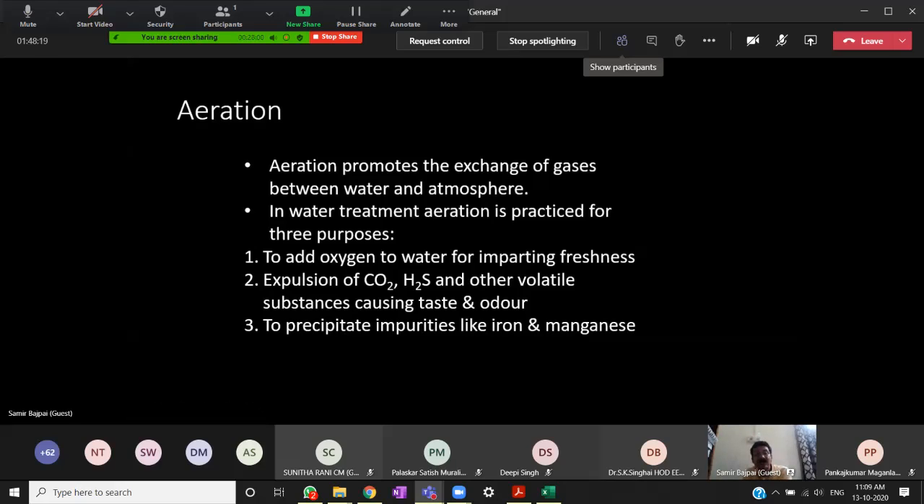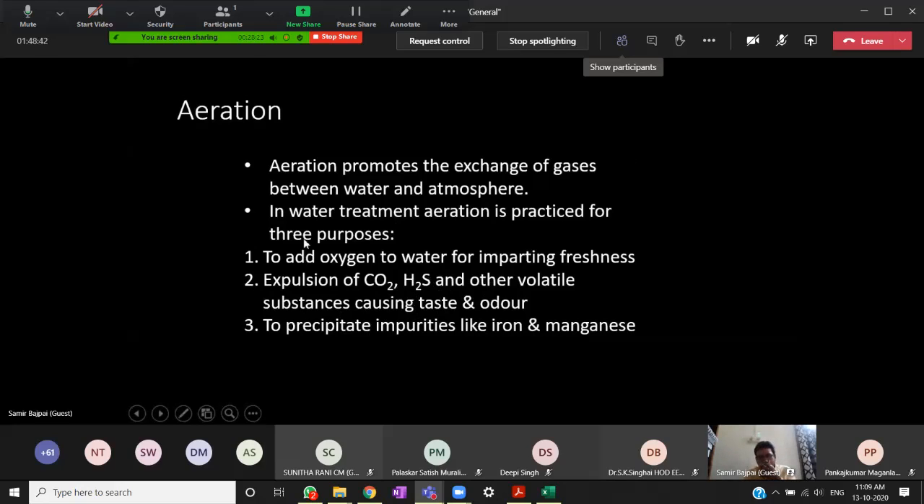The end products are some gases; carbon dioxide is very common in aerobic decomposition. H2S and methane are common in anaerobic decomposition. So these gases, H2S particularly, will impart a very undesirable taste to water. So you don't want that. So you aerate the water so that these dissolved gases are expelled.